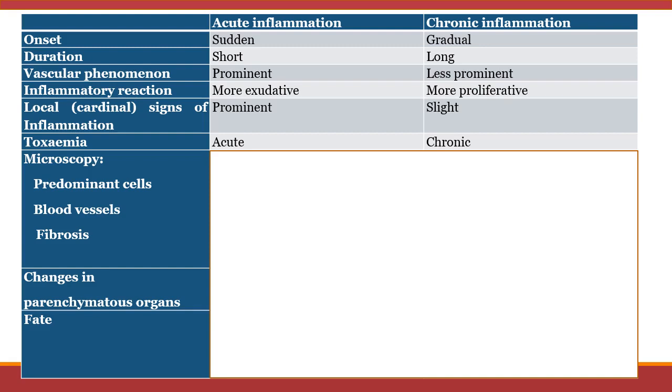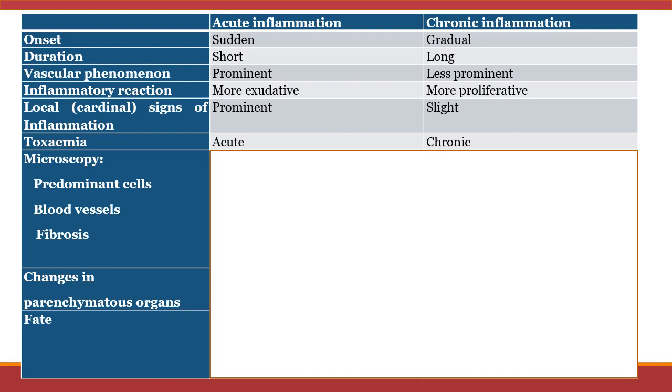Let's go to microscopic features. What are the predominant cells in acute inflammation and what are the predominant cells in chronic? In acute inflammation, the main predominant cells are neutrophils. And after like 1 or 2 days, we have infiltrates by macrophages. In chronic inflammation, we said the predominant cells are the mononuclear cells altogether, which are lymphocytes, plasma cells, macrophages, and giant cells.